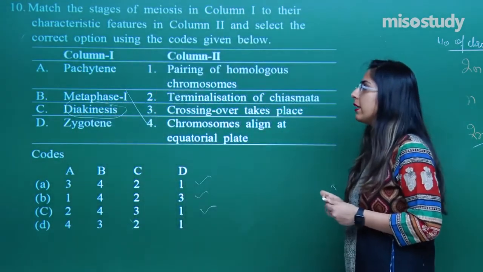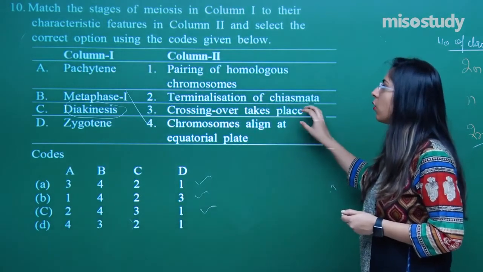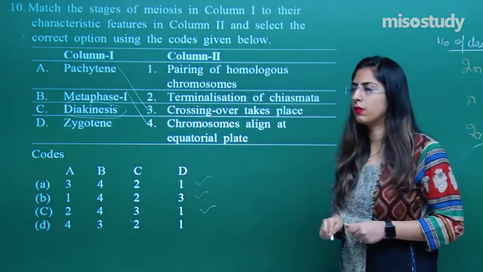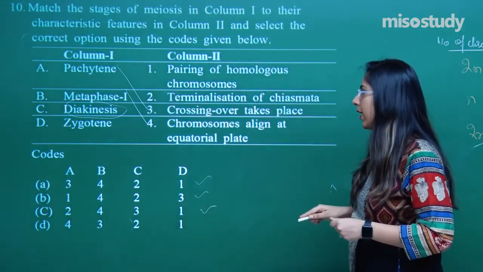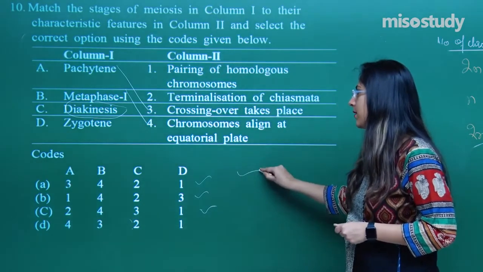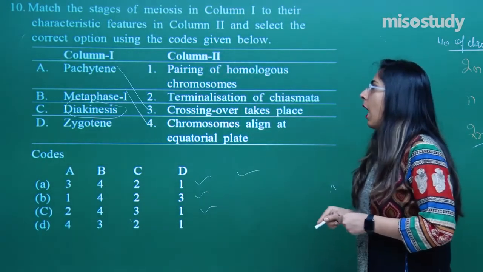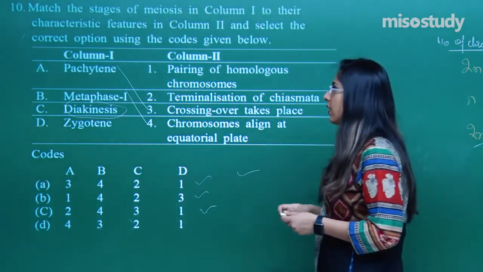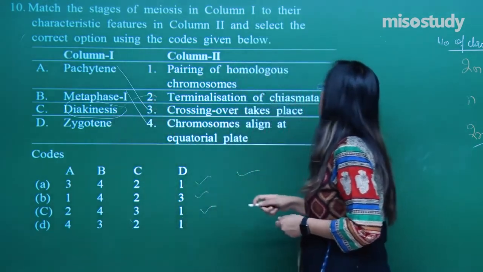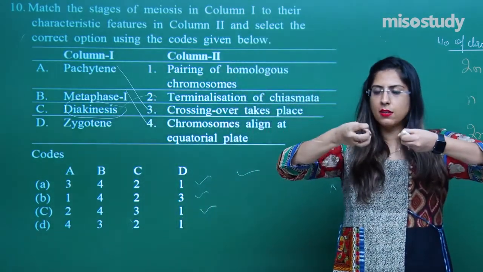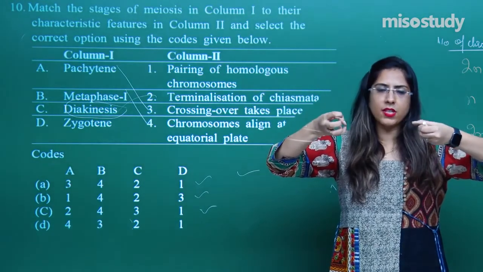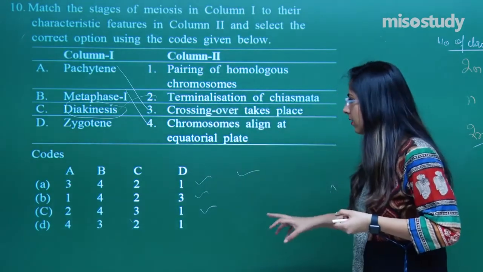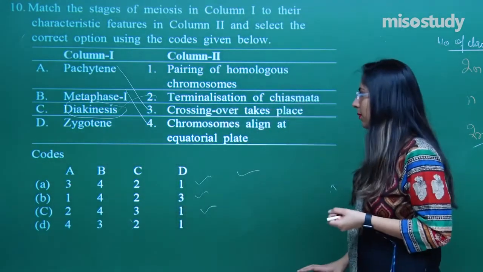First of all, in pachytene, crossing over occurs. So this is the stage of crossing over. So the correct option for A is the third one. After this, diakinesis occurs. Diakinesis is a stage of prophase. In diakinesis, terminalization of the chiasmata occurs. That means the chiasmata structure is visible, an X-shaped chromosome, we can see that. So for the C option, the second option is the correct one.